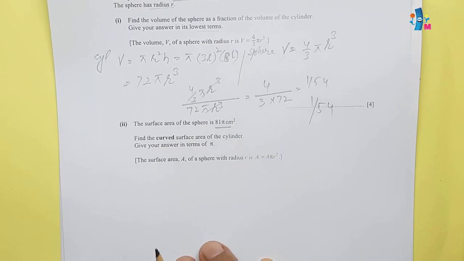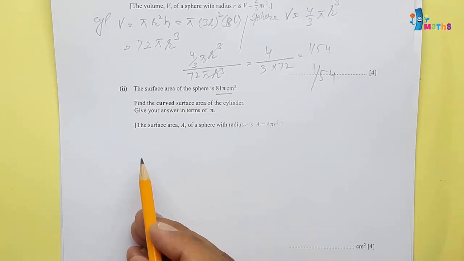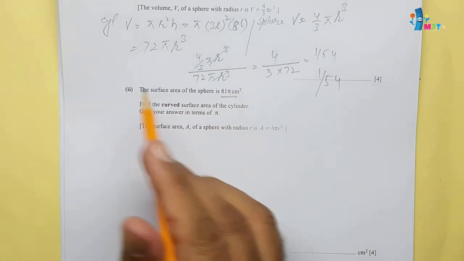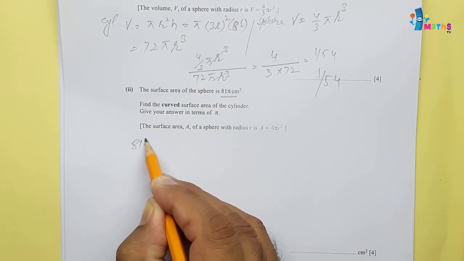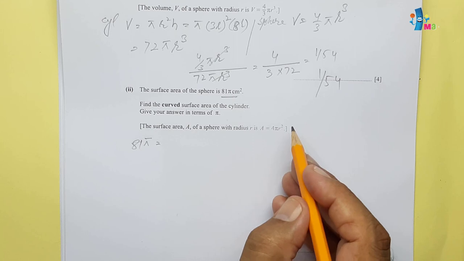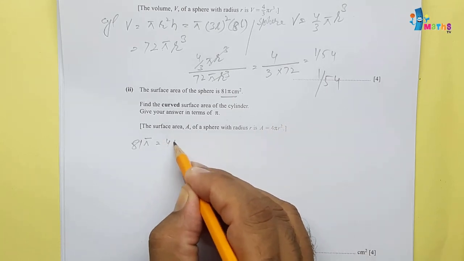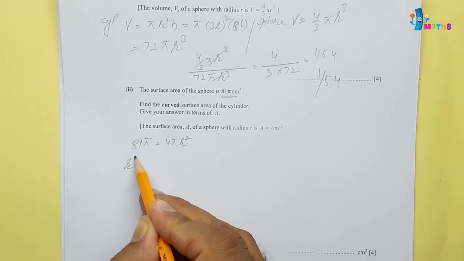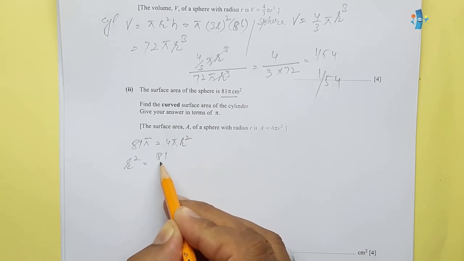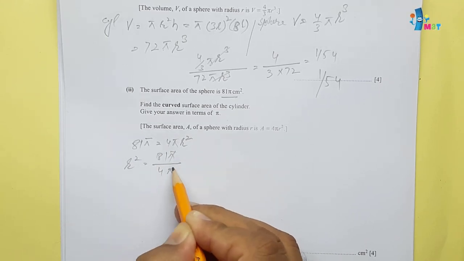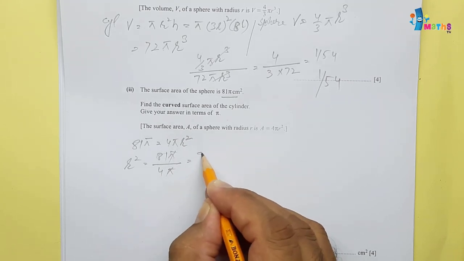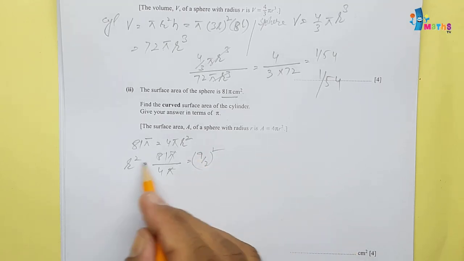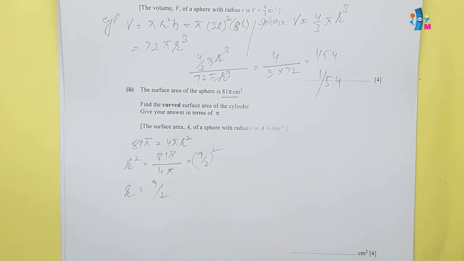So what we can do, we can apply the formula. 81 pi is the surface area of the sphere. So we can write 81 pi is equal to 4 pi r square. Now we can find the value of r square, which is equal to 81 pi over 4 pi. Pi will be cancelled and 81 over 4 is 9 by 2 squared. So we can remove the square, and r will be equal to 9 by 2.